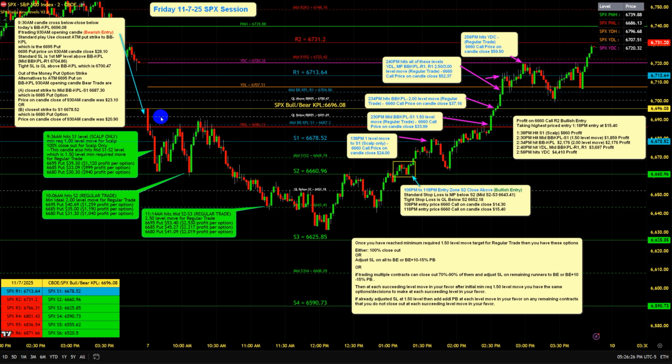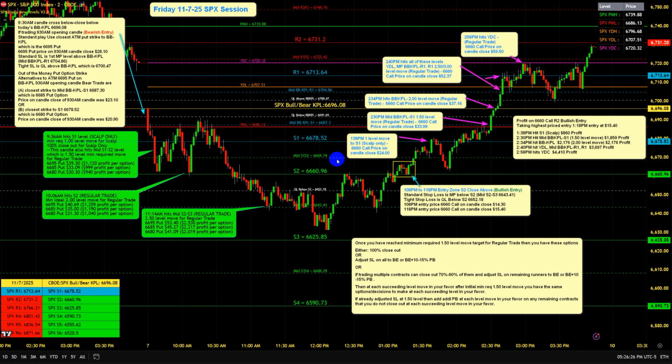Just like it was here. The standard play was the at the money strike closest to this level, because this is the level that we're trading. In this case, this was a put. In this case, this is a call. The closest strike is 66.60. If it's a bullish trade, then it's a call.